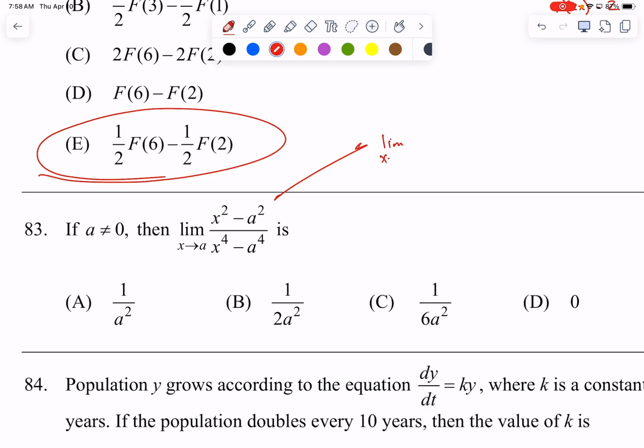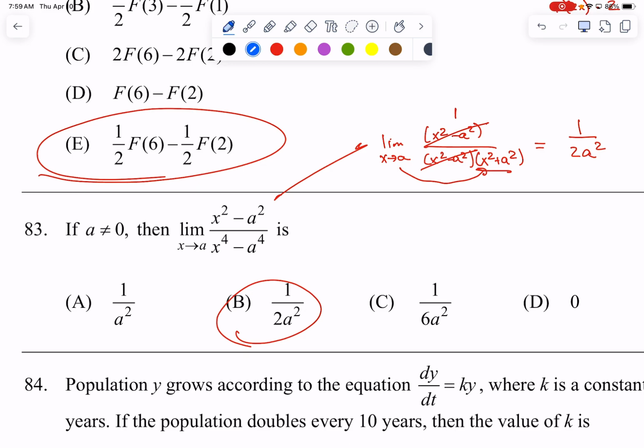If you factor cancel, the limit as x approaches a, the top I would leave alone because I recognize the bottom is going to factor into x squared minus a squared times x squared plus a squared, because it's a difference of two squares, and then the x squared minus a squared cancel. Do you see that? Now I can plug in a. If I plug in a, I'll get a squared plus a squared, which is 2a squared. So the answer is B.